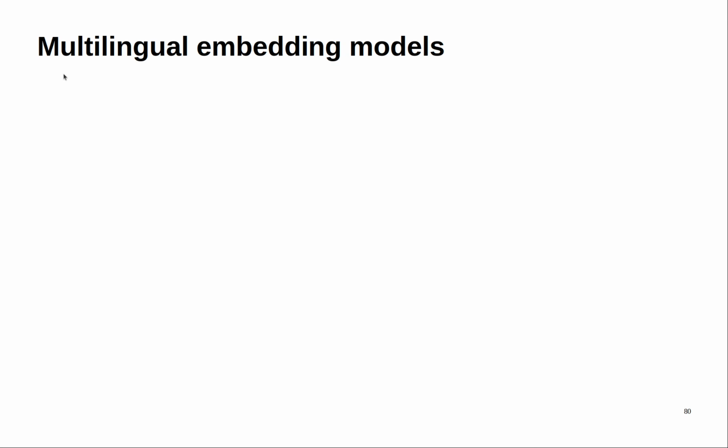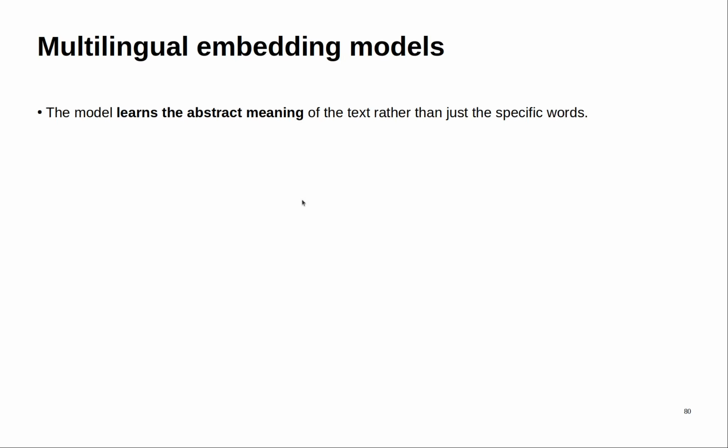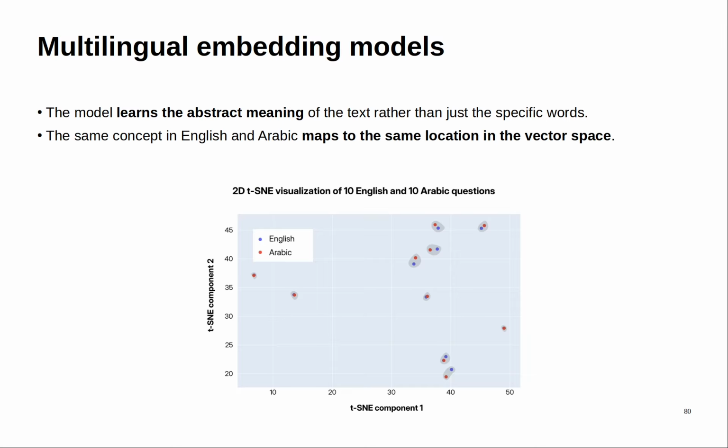Now let's talk about multilingual embedding models. This is a fascinating part. I really love this thing about embedding models. And the question here is, how does the model handle two languages at once? The model doesn't just match words. It learns the abstract meaning of the text. Let's say I took the word learning in English. If I translate that to Arabic, the vectors that represent these words will land in the exact same spot in the vector space. Look at this chart.